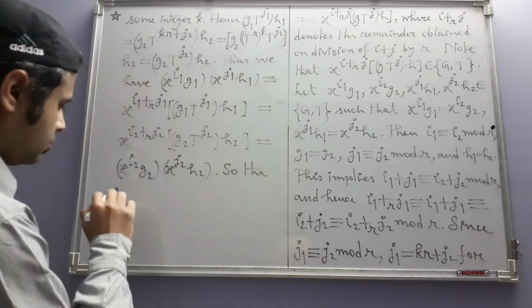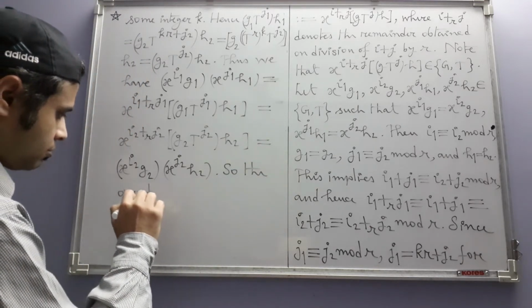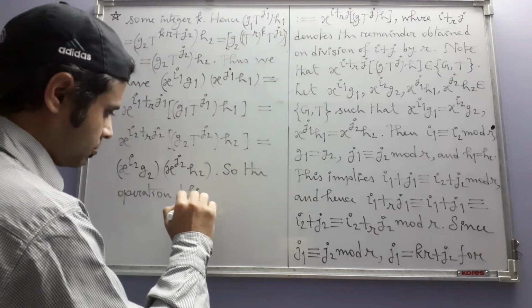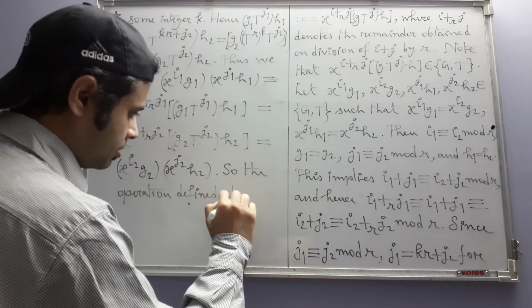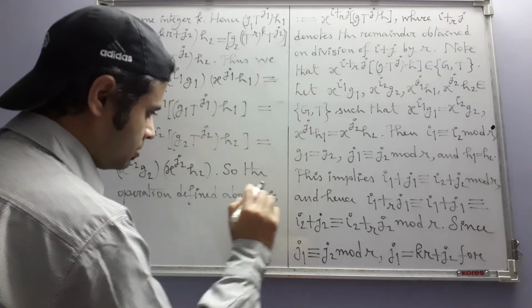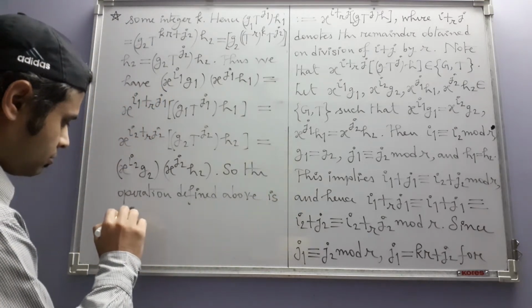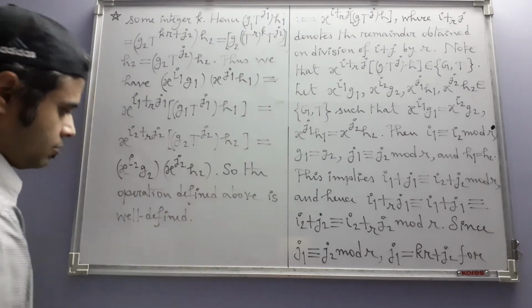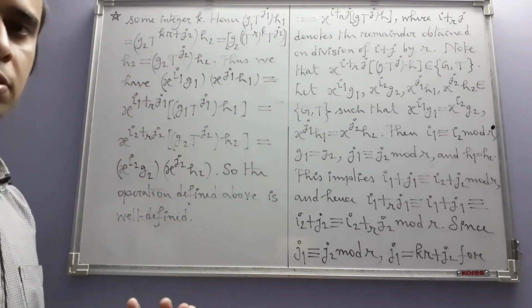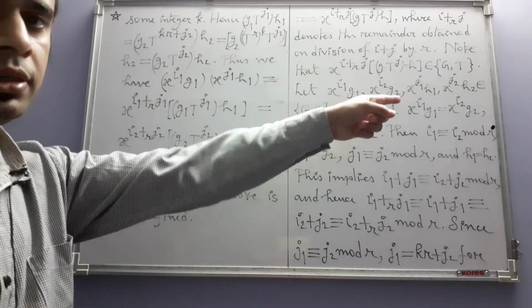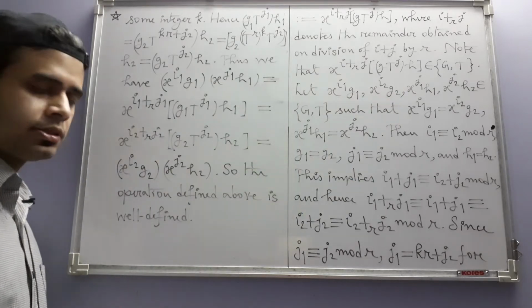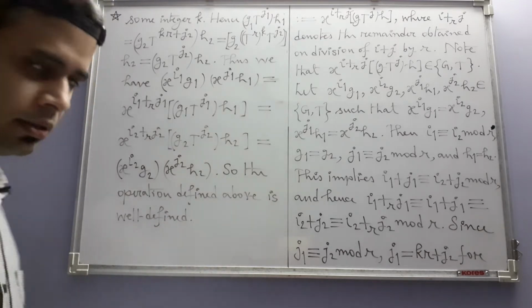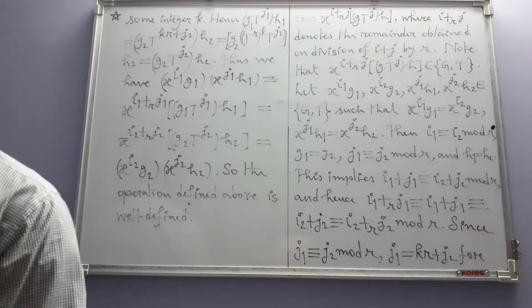So the operation defined above is well defined. So it's a well defined binary operation on this set G comma T. Okay, now the next step of course is to show that this operation is associative. So we now turn to that, but let me just refill before that. I think I'm losing ink.